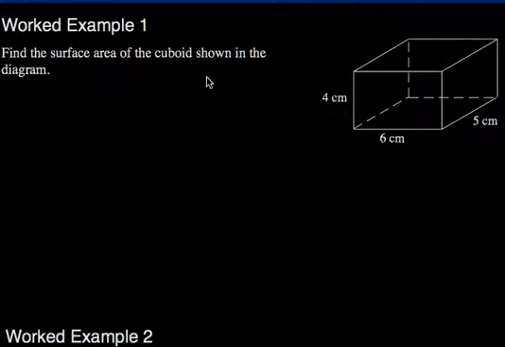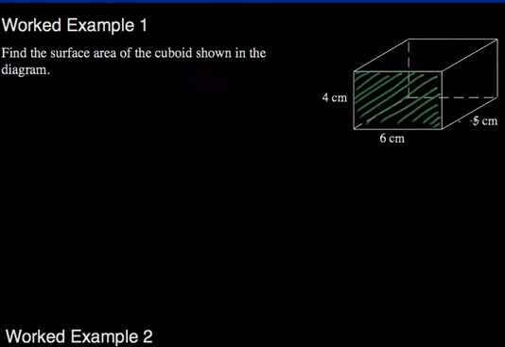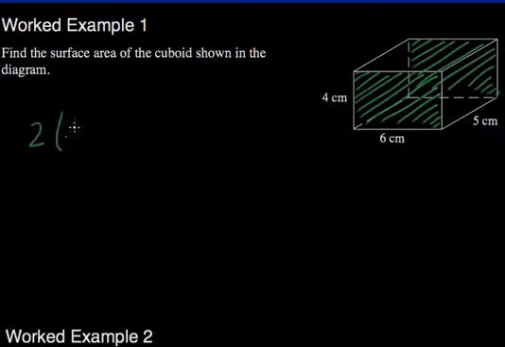Finding the surface area of a cuboid can be a little bit troublesome sometimes if you don't know the formula. But to show how the formula is created, if we just have a look at this first rectangle, 4 times 6, well, there are two of them. There's one at the front and then there's one at the back. So there are two of the green ones. There are two 4 times 6s.